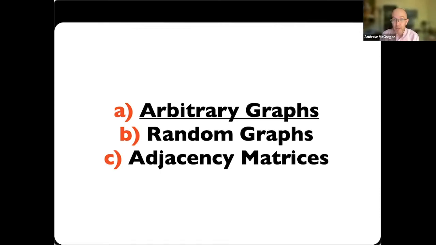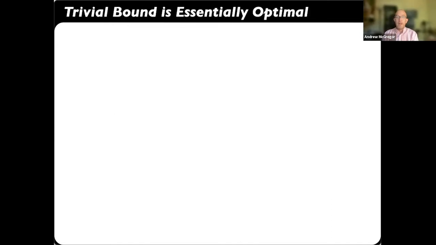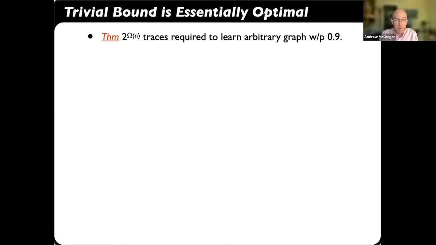Okay, so let's start off with arbitrary graphs. As I said, if you start with an arbitrary graph, there's a trivial upper bound of exponential n. And so the first thing we'll talk about is that this trivial bound is essentially optimal. And this is actually not too hard to argue.